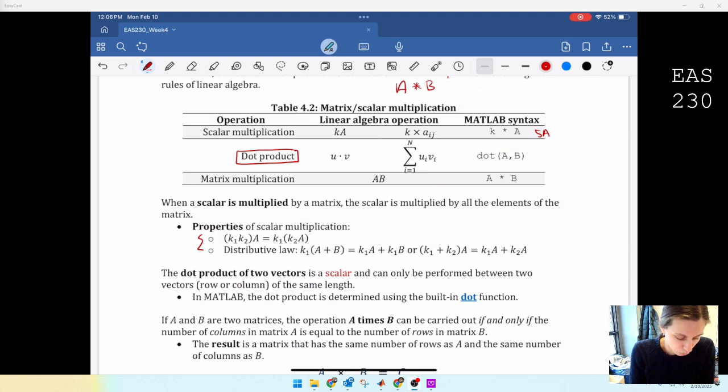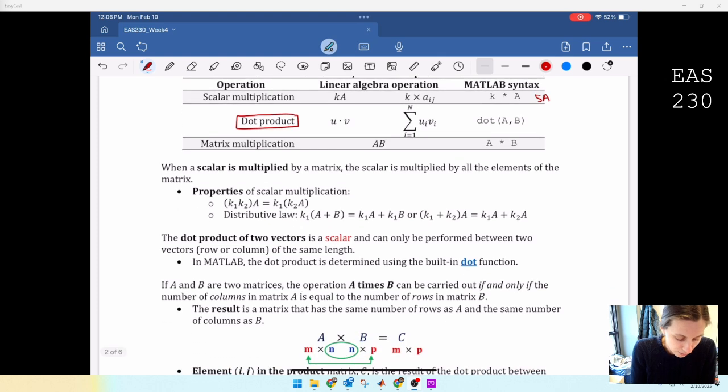So here's some properties. You guys can look at that. We'll skip over it. The dot product of two vectors. So note, dot product is between two vectors. By definition, dot product, vectors. Vectors meaning they're either rows or columns, does not matter. The dot product of two vectors is a scalar and can only be performed between two vectors of the same length. So once again, it doesn't matter if it's rows or columns as long as they have the same number of values.